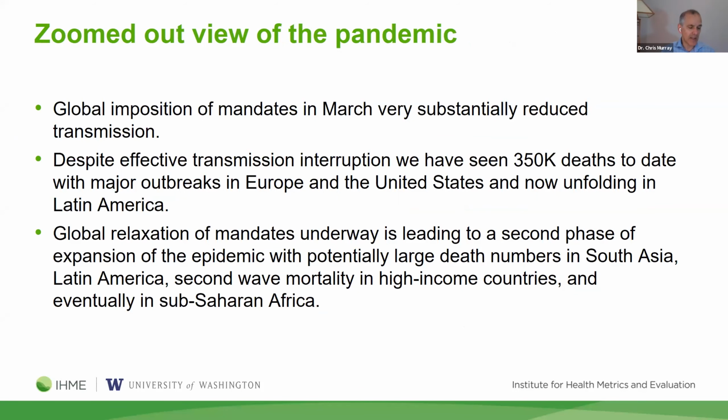I'll end with this last slide, which is the big picture of what's happening in the world. There's a lot of discussion right now as to the mystery of why there's been low transmission in South Asia and Africa. But there's a simple explanation for this, and I think it's what we're seeing in our models: the world put the mandates on at the same time in March, and those mandates went on in South Asia and Africa when there was very little local transmission. The surprise was those mandates were quite effective in those settings. Now that the mandates are coming off, we're starting to see the slow, steady increase in transmission.